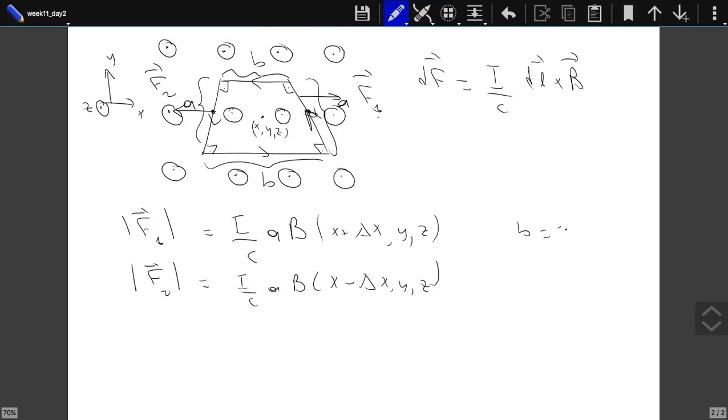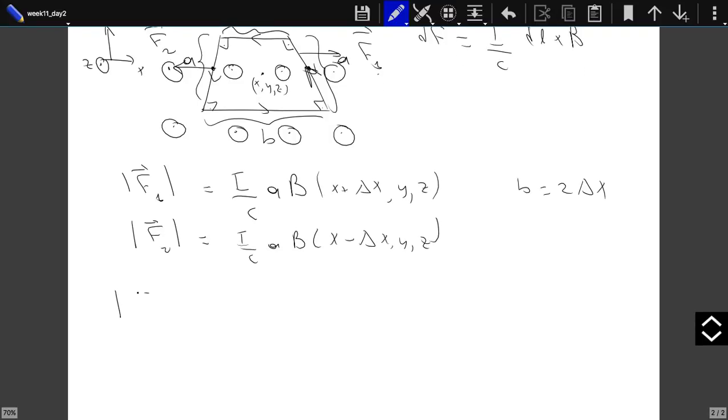And what else do we know? B is equal to twice delta x. So I just assume that one side is at a distance delta x from the center, the other side is at a distance delta x again from the center. So the separation between the two sides of this rectangle is twice delta x, but we said B is the length between those two sides. So B is twice delta x.